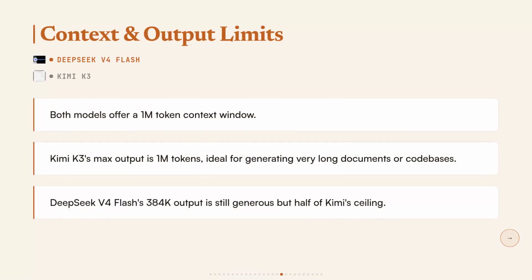For most coding tasks, 384K output is more than enough. The average pull request is nowhere close to 1 million tokens. But if you're generating entire codebases, long documentation runs, or massive agentic outputs in one shot, Kimi K3's ceiling is the one that doesn't cut you off, and that's a real, concrete advantage for that specific workload.